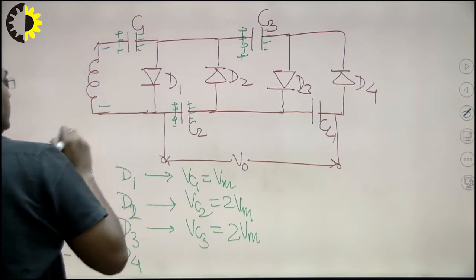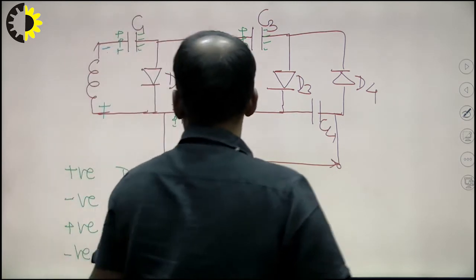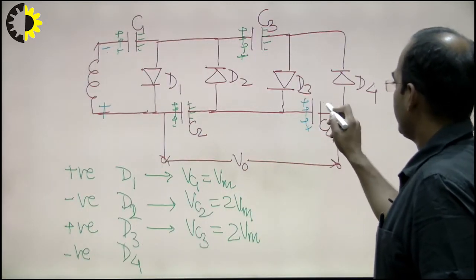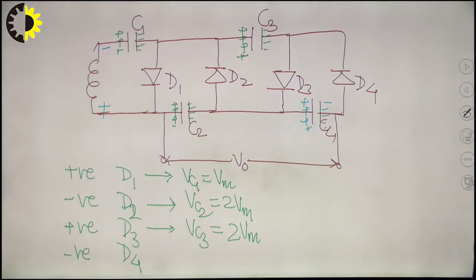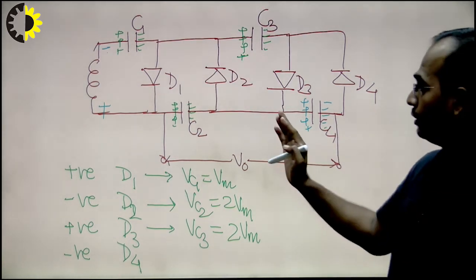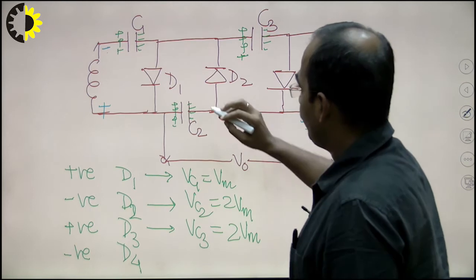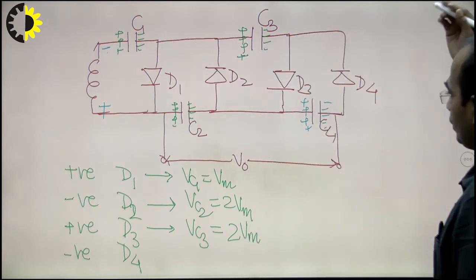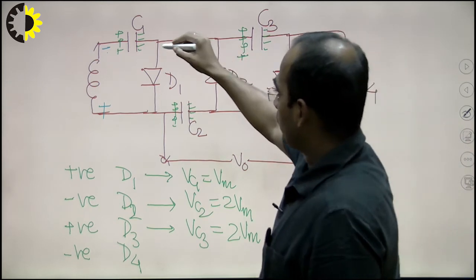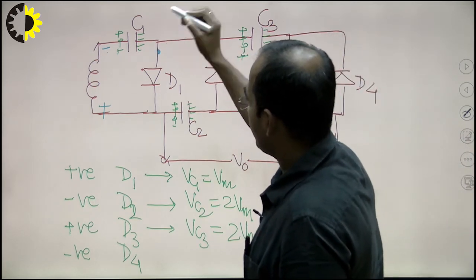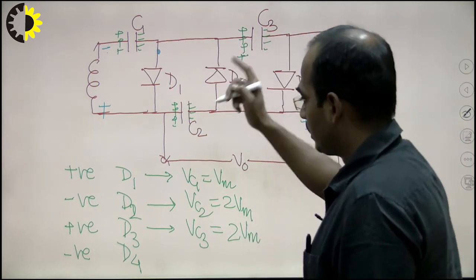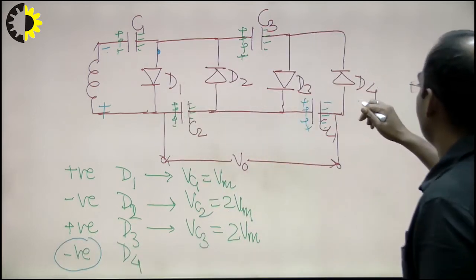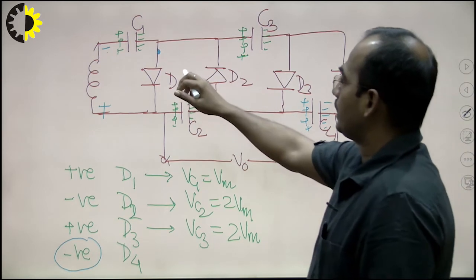Negative, positive. So, when the negative half cycle comes, the positive charge will accumulate here, and the negative charge will accumulate here. Okay. So, you can check the conduction of diodes D1, D2, D3 and D4, and how diode D4 is conducting. For the second half cycle, the negative half cycle, only the diode D4 will conduct. Why will diode D1 not conduct?